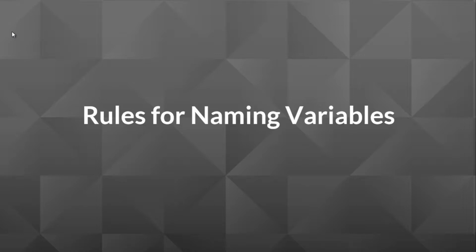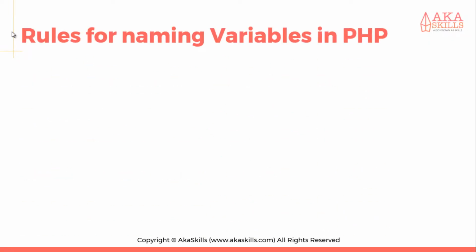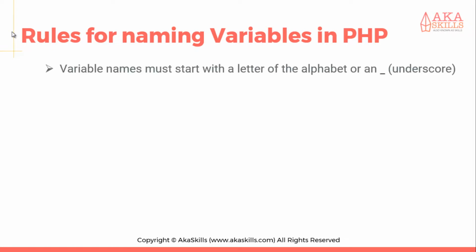Okay, now I know you are ready to start creating your own variables, but you need to know some of the rules that guide the naming of variables in PHP. In this video, I'll be showing you basically 4 rules for naming variables in PHP. The first of which is variable names must start with a letter of the alphabet or an underscore.